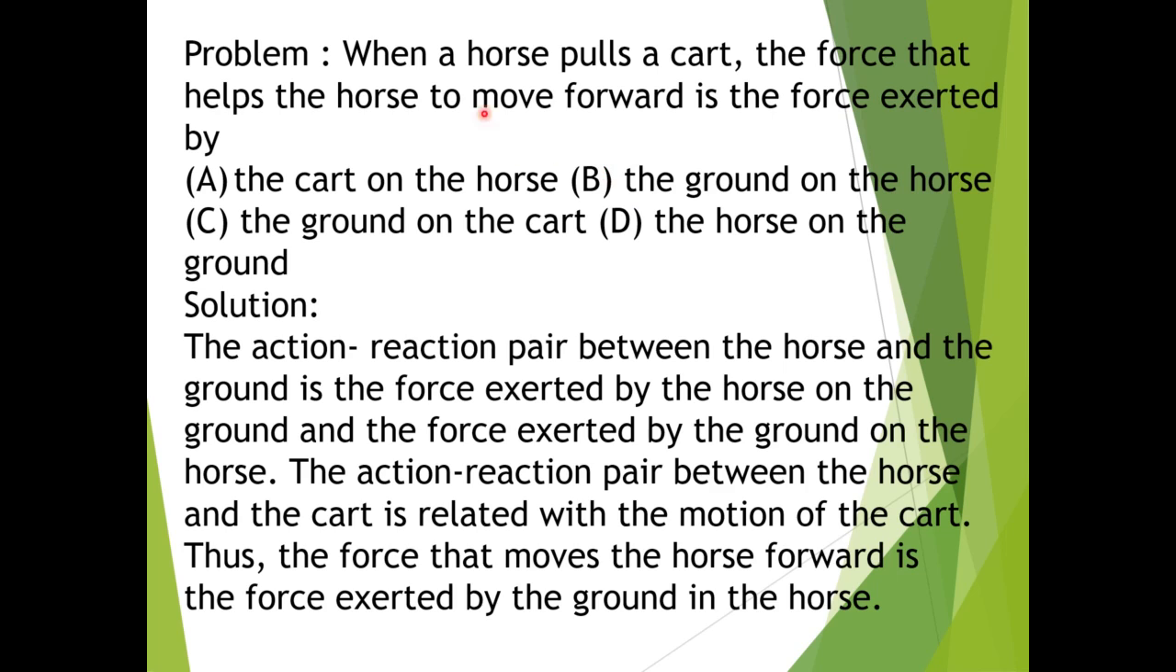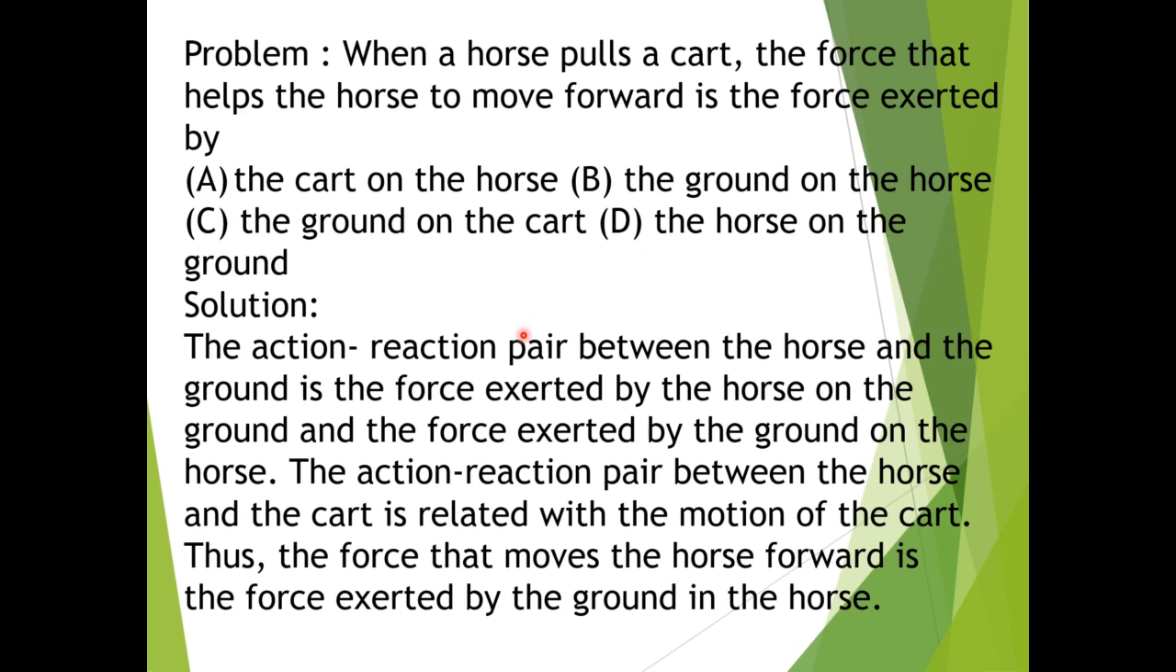We have a horse which is pulling a cart, and the force that helps the horse to move forward is the force exerted by, and there are different options: the cart on the horse, the second option is the ground on the horse. The third option is the force exerted by the ground on the cart, and the fourth option is the force exerted by the horse on the ground.